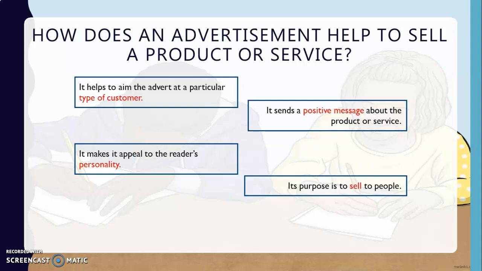It helps to aim the advert at a particular type of customer. It sends a positive message about the product or service. It makes it appeal to the reader's personality. Its purpose is to sell to people. Focus on the words written in red.